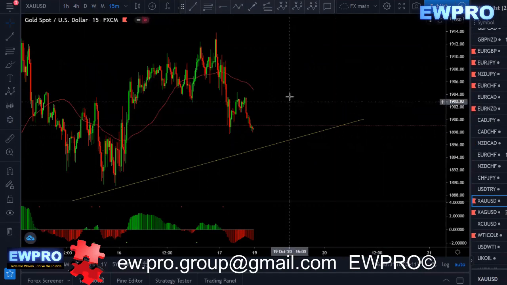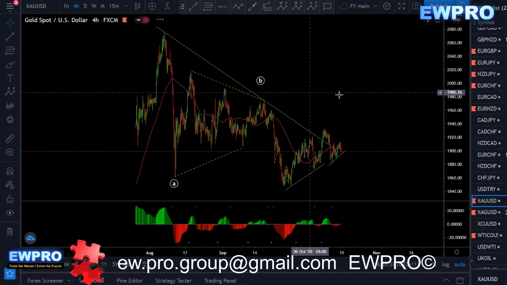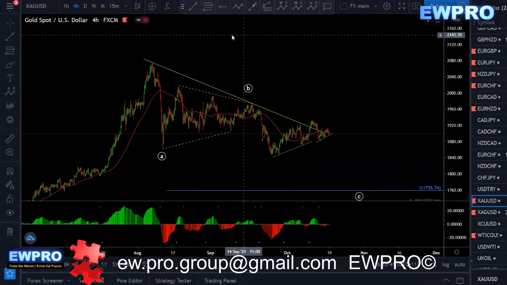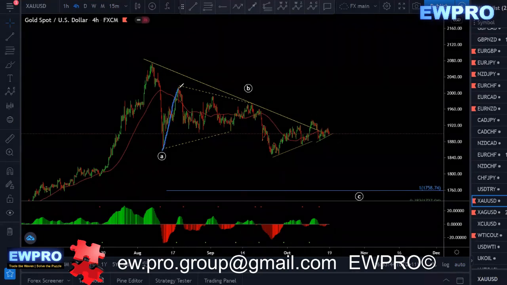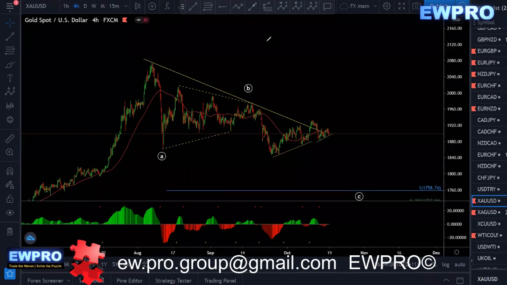Gold. Gold, like I said last week, because we have this contracting flat in here, it can turn quite complex. This can be an A, B, C down, then the A, B, C, then the A, B, C. So I'm only looking for sells.